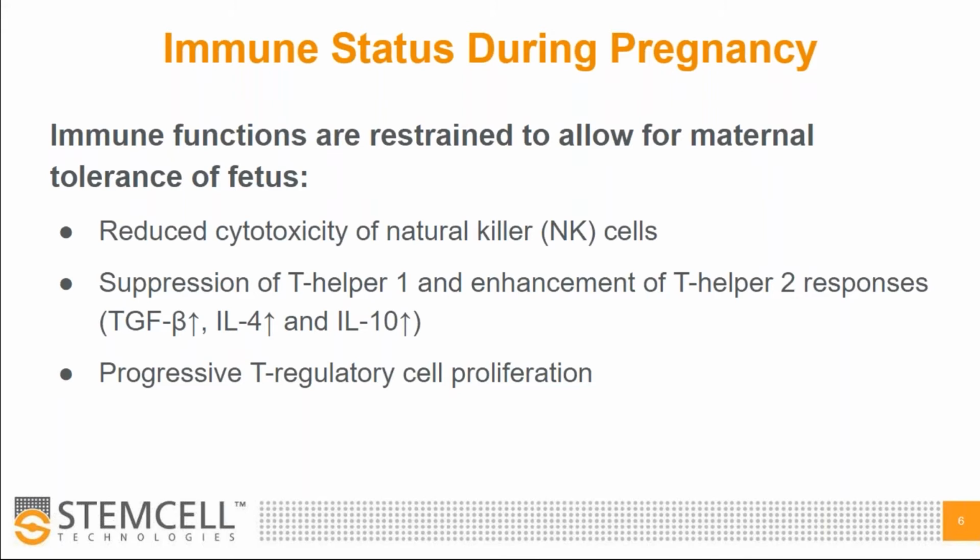Also, there is a progressive proliferation of T regulatory cells, which further suppresses immune responses in pregnant mothers. And this altered immune status makes pregnant mothers more susceptible to infection with some pathogens, and notably viruses, because successful viral clearance is dependent on Th1 responses.